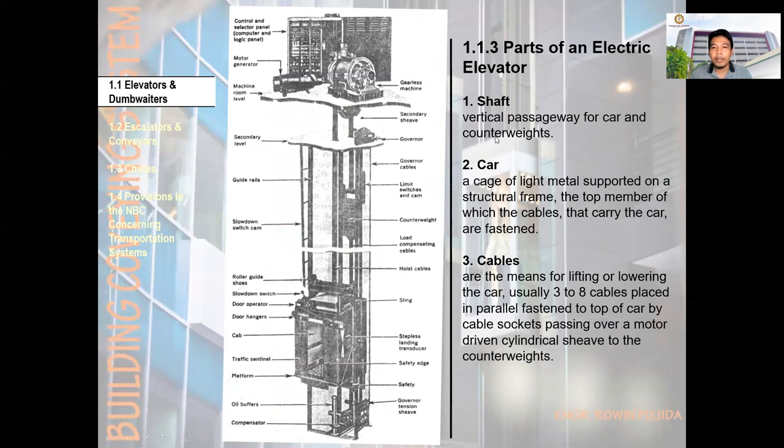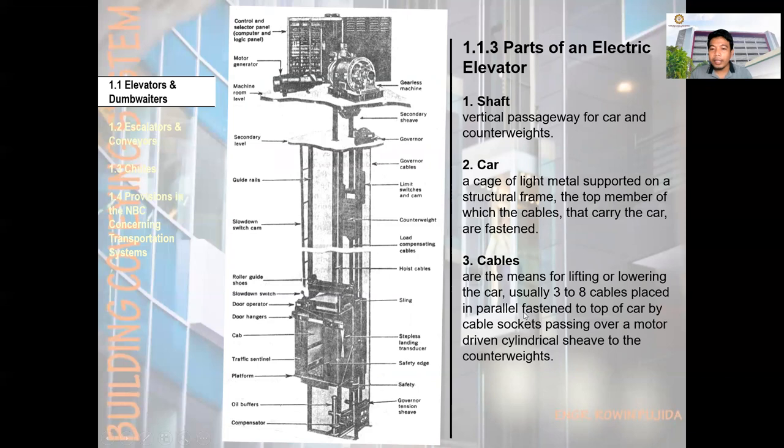So you have first the shaft. This is the vertical passageway for the car and counterweights, the passageway of the elevator car. Next, we have the car or the elevator car. It is a cage of light metal supported on a structural frame, the top member of which the cables that carry the car are fastened. So this is the car where the passengers of the elevator move.